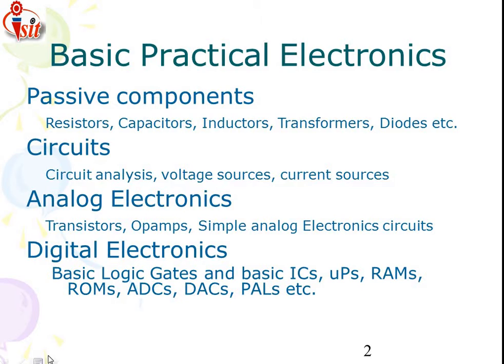Along with this, analog electronics. In analog electronics, transistors, op-amps and simple analog electronic circuits are involved. In digital electronics, basic logic gates and basic ICs, UPS, RAMs, ROMs, ADCs, DACs, PALs, etc. are involved in our basic practical electronics.